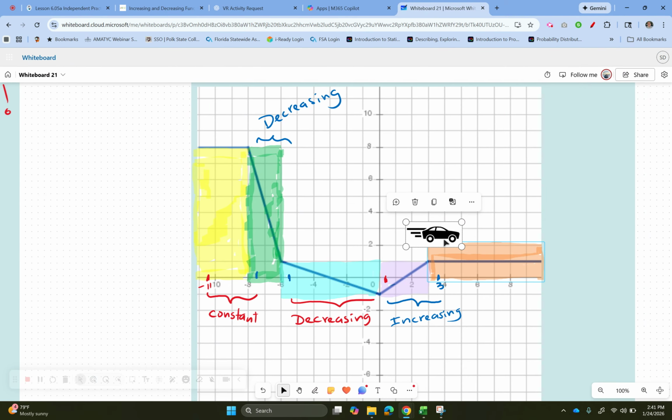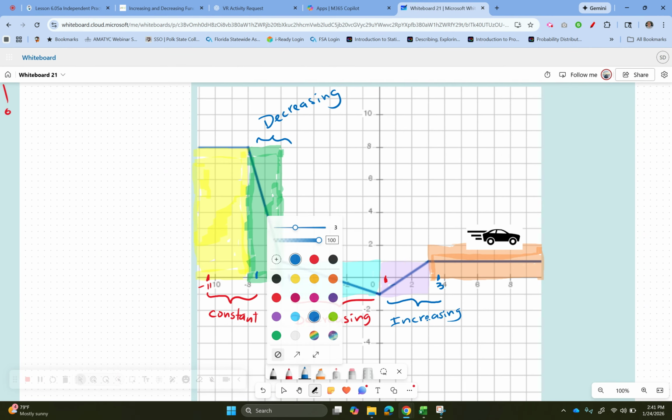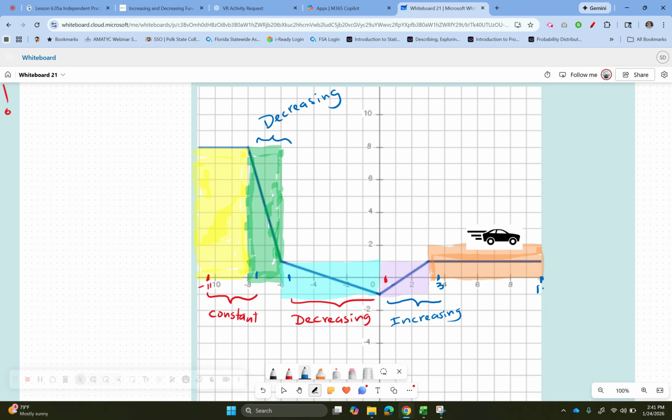There we go. Now the car is traveling like this, flat. So that means from 3 all the way to the end here. So this is 8, this is 9, so this will be 10. So from 3 to 10, this section of the graph is constant.